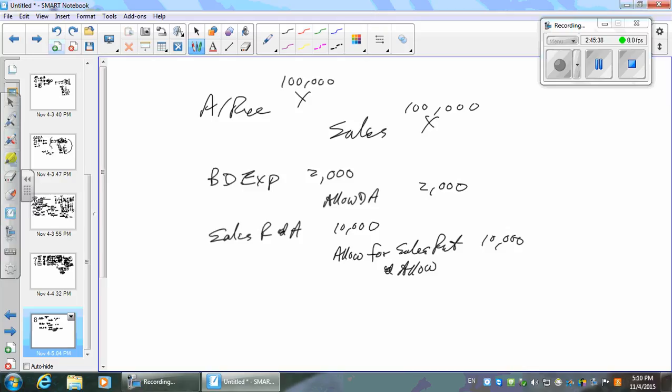Then when somebody returns something to me, I don't go to sales, returns, and allowances with it. I go to allowance for sales, returns, and allowances. Make sense? When they return the product to me. And on my income statement, it'd be sales, less sales, returns, and allowances, and less sales discounts is my net sales. That work okay? So you can have those sorts of things.